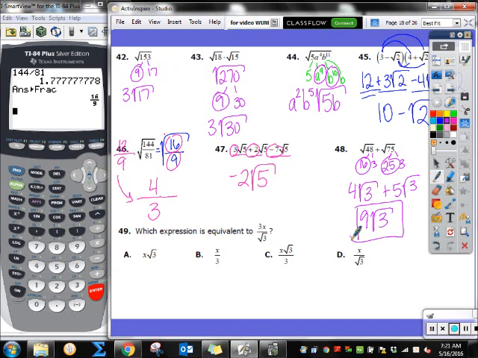For 49, which expression is equivalent to 3x over root 3? Well, that root 3, you can't have that in the denominator, so you need to rationalize the denominator by multiplying by square root of 3 on the top and bottom. So the top becomes 3x root 3 over, remember our trick, square root of 3 times square root of 3 is just a 3. Well, the 3 on the outside cancels out, and you're left with x times root 3, which is a.